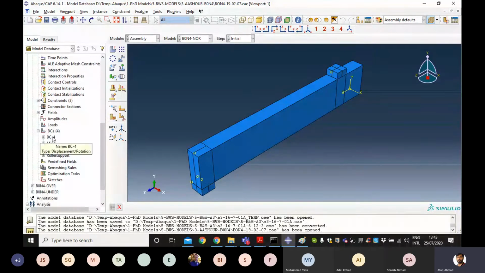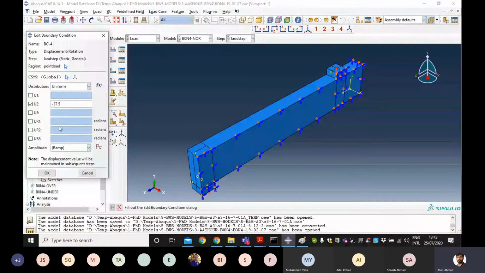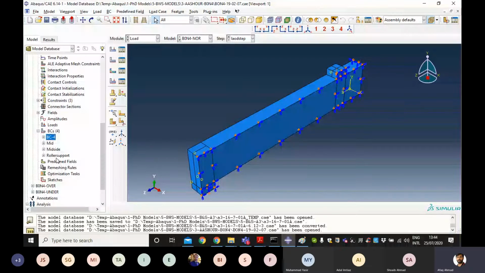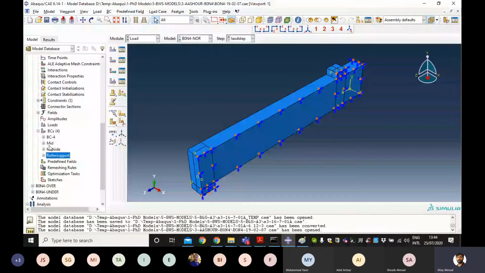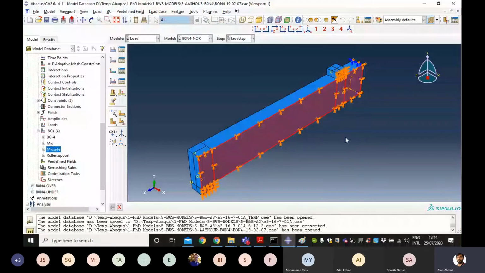So now the first condition will be the point load. The point load will be 37.5 millimeter, again in terms of U2 millimeter at the load plates. And then I define the roller support, so your U2 is zero. Either you can define it this way or you can define it by the symmetric way, that's up to you. And then I have two other supports. The first one is the mid side of this.